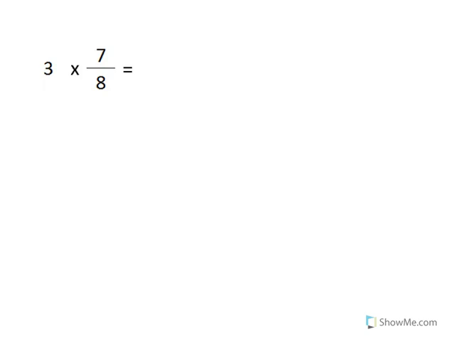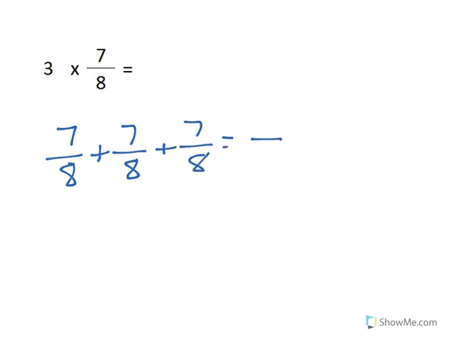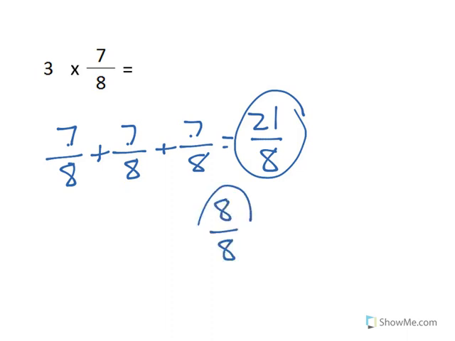In our next problem, we're going to multiply 3 times 7/8. Again, I'm going to repeat add 7/8 three times. Now my denominator stays the same, and when I add 7, 14, 21, I get 21/8. Now this one gets a little more tricky. 8/8 is equal to 1 whole.